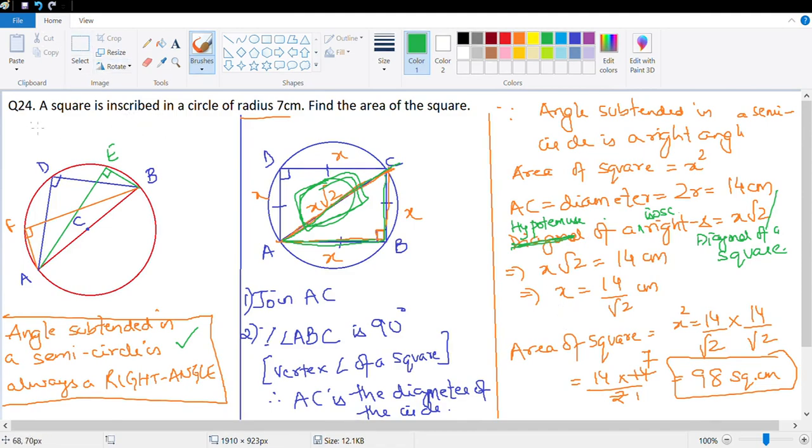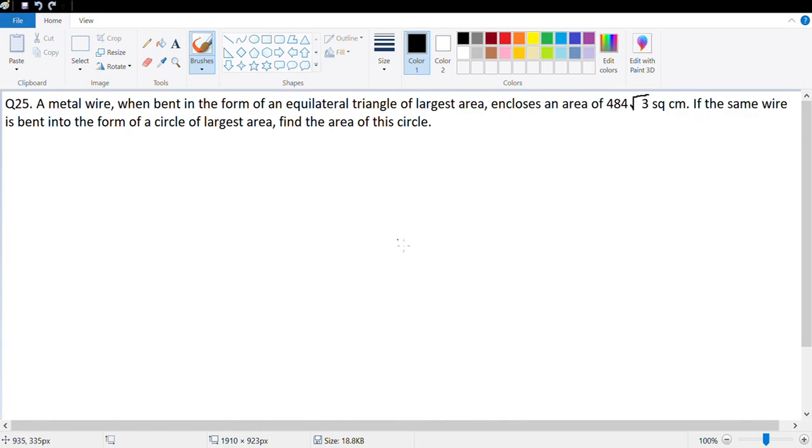In fact, now that we've just done 24, question 23 is your homework, and question 23 also uses the same property of a semicircle. Angle subtended in a semicircle is a right angle. So in that question, we're talking about a rectangle. So you should solve that question on your own. Let's look at the last question of this exercise that we solve, which is question number 25.